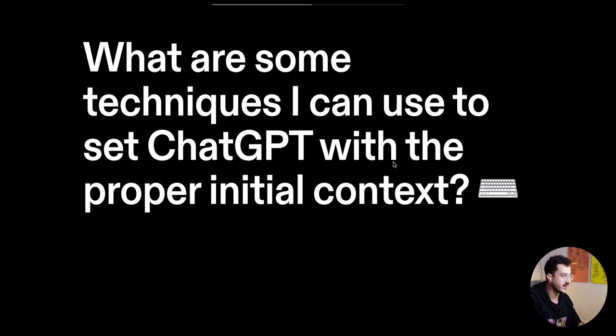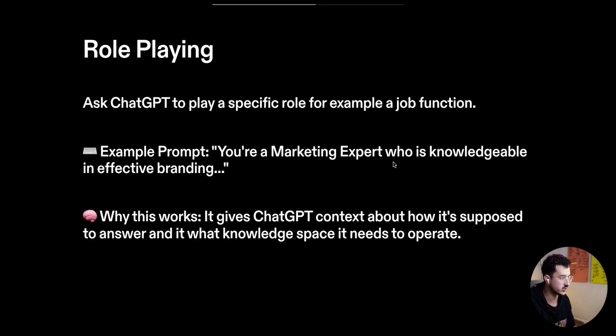So what are some techniques we can use to set ChatGPT with the proper initial context, now that we know that initializing with large prompts is probably not the best idea? There must be some ways in which you can set that initial context and carry it along the conversation to get value out of these, right? There are many, and I'm not going to spend a lot of time on these.